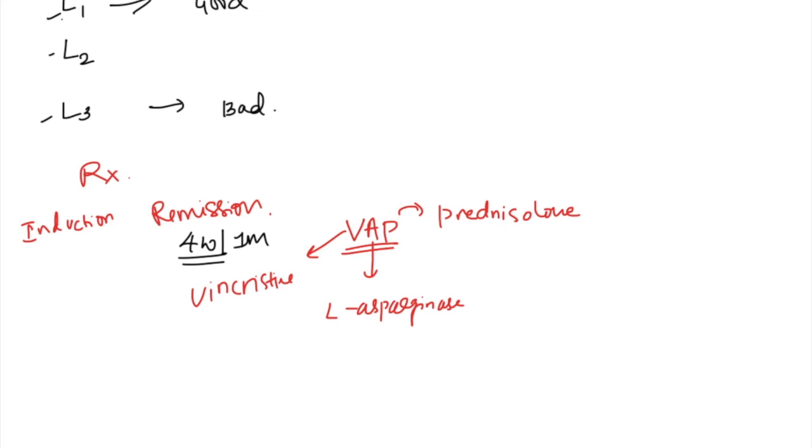If you have to remember one side effect of each drug, which is pretty important: vincristine is going to cause SIADH. Prednisolone, we all know, causes osteoporosis, and L-asparaginase is associated with pancreatitis and thrombosis. Pancreatitis and thrombosis. Fine.